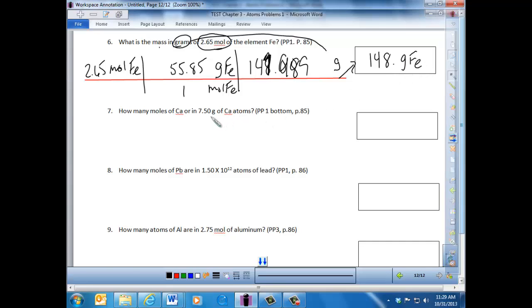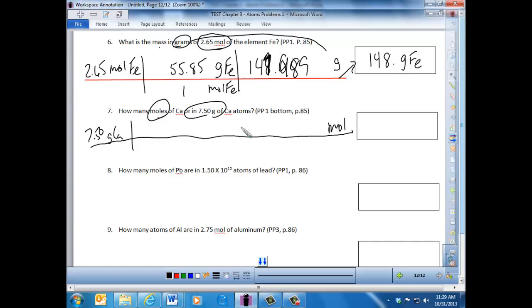Okay. Here, same thing. It says how many moles. So we've got moles here. Here it's grams of calcium, 7.50. It's the exact same procedure. You take the answer unit and put it in the numerator, and the given unit in the denominator. 1 mole of calcium is the equivalent of 40.08 grams. The grams cancel just like the moles canceled up here.